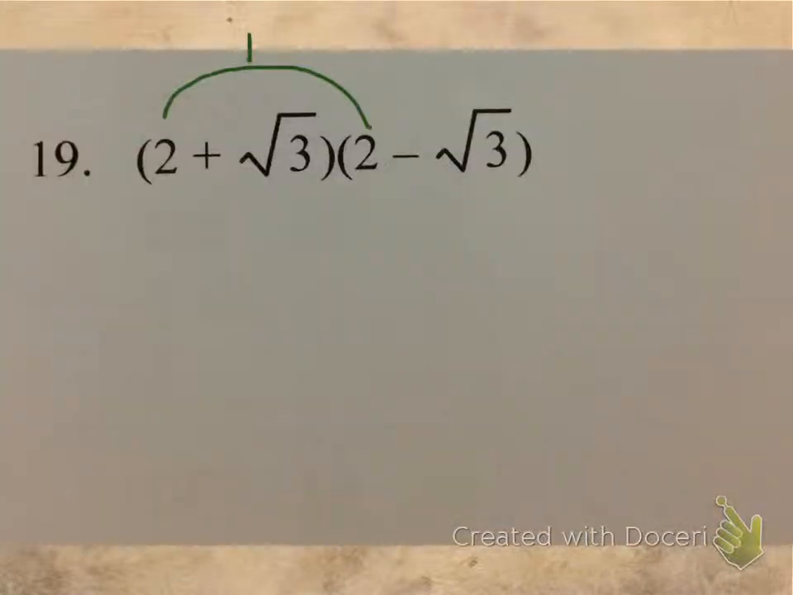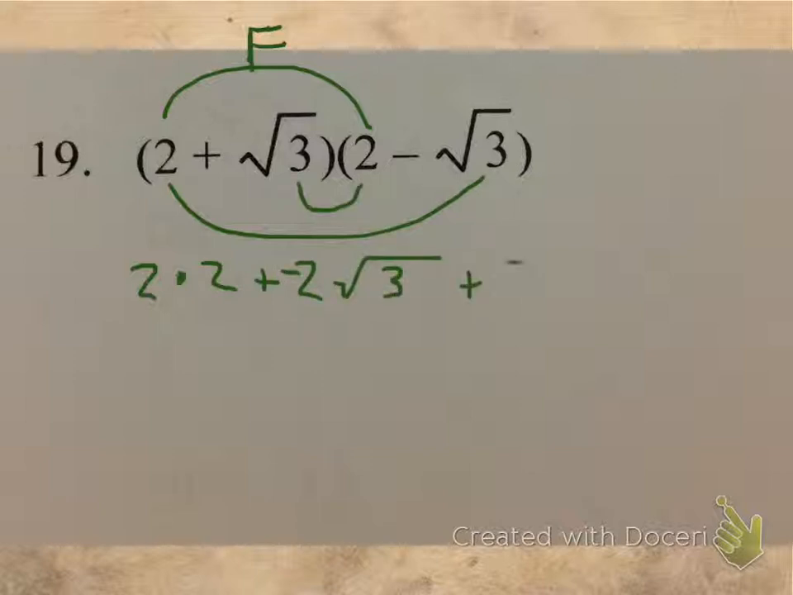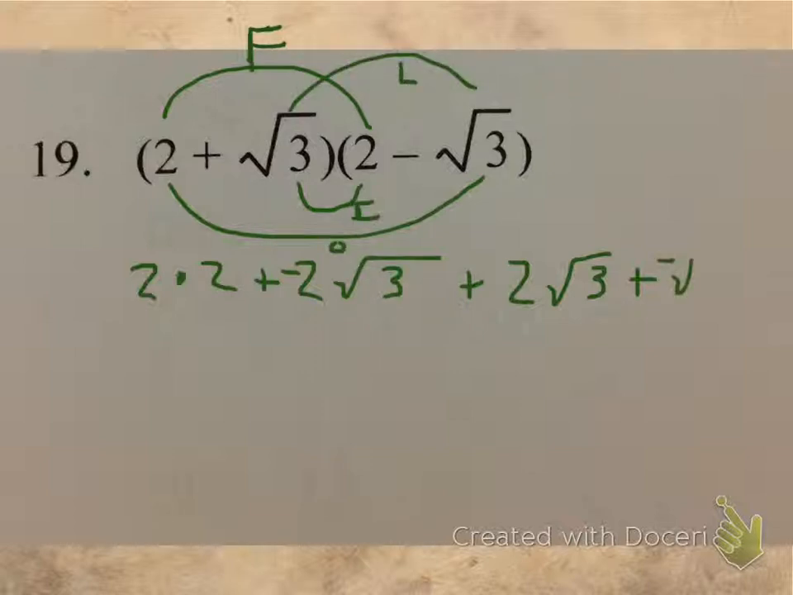Number 19, we notice, is two binomials being multiplied together. The first terms multiplied together, 2 times 2 gives you 4. The outer terms, 2 times negative root 3, give you negative 2 root 3. The inner terms, square root of 3 times 2, gives you 2 root 3. And then your last terms, root 3 times negative square root of 3, gives you negative square root of 9.